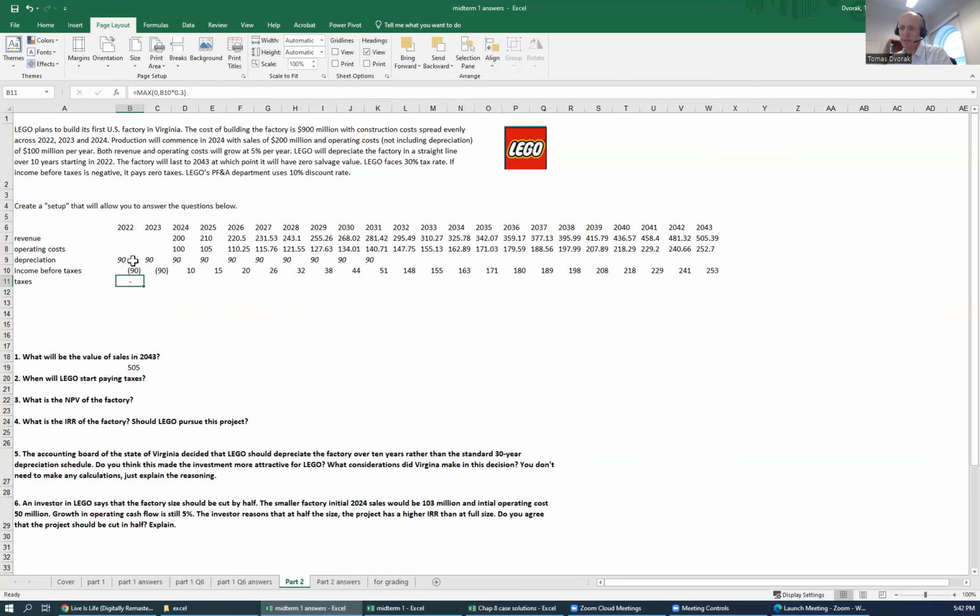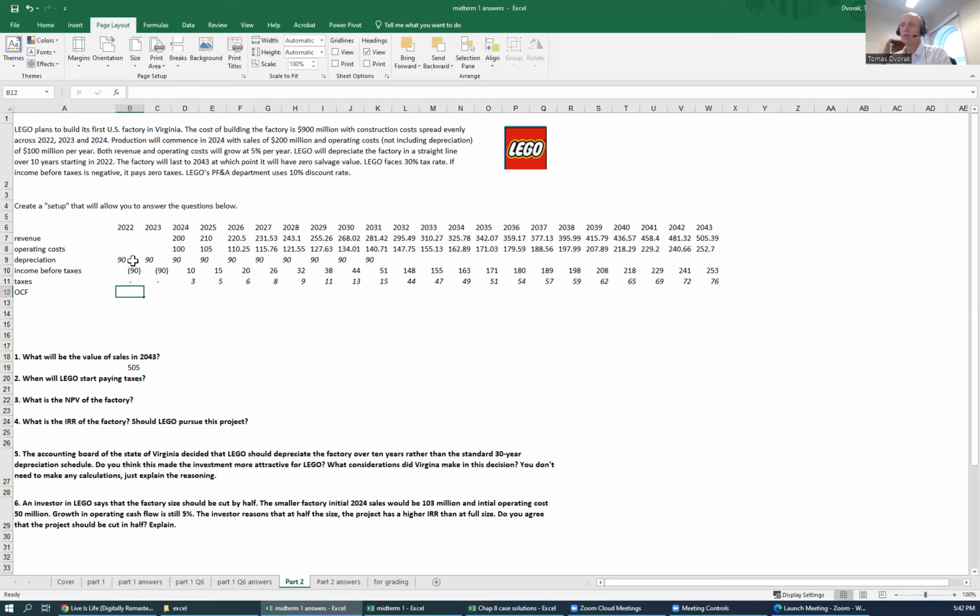So in this case, it's the first year it's 0 because they don't make any income. But by 2024, they're going to start paying taxes because their income before taxes is going to be $10. And actually that makes sense because they're going to make a gross profit of 100 minus depreciation expense, still leaves them with income before taxes of 10. Okay. Fantastic. So now we can calculate operating cash flow.